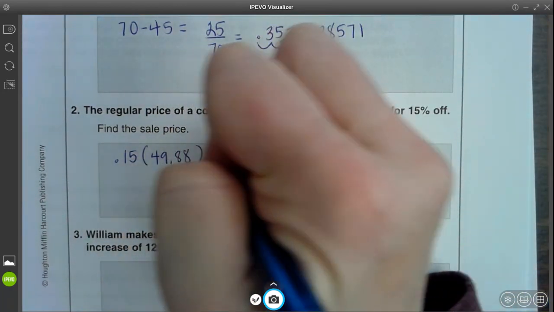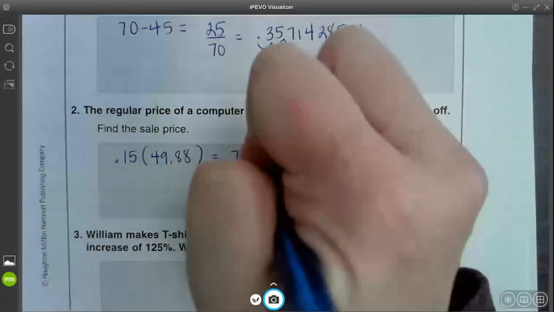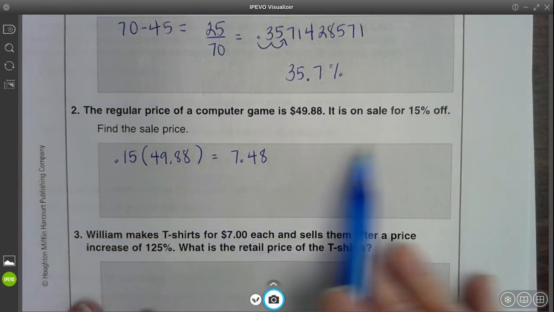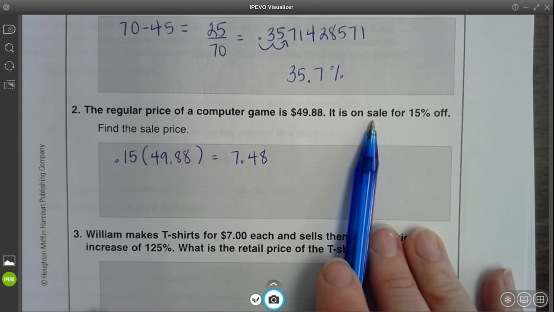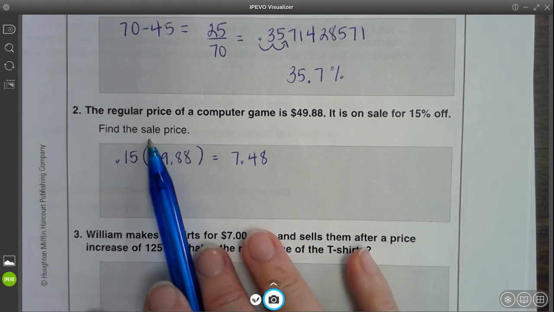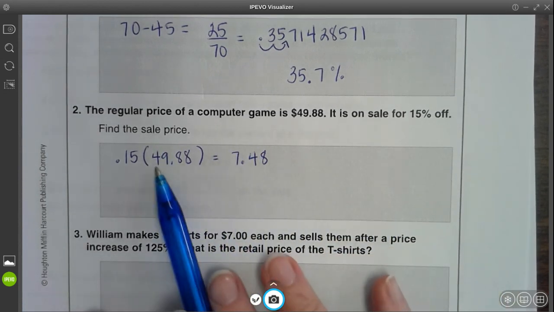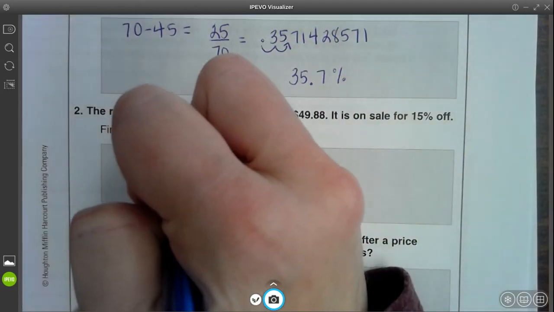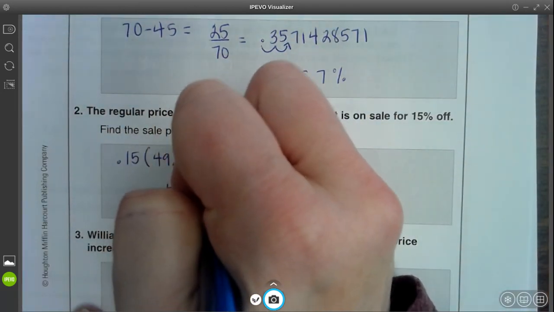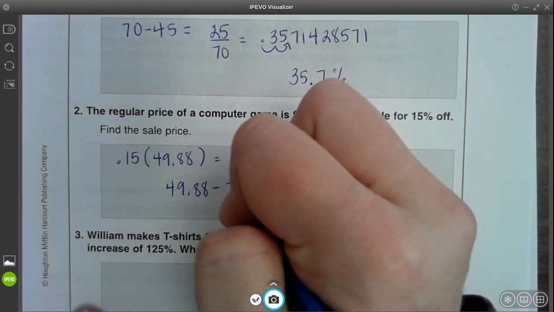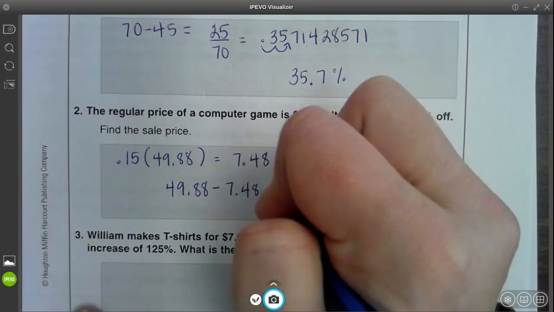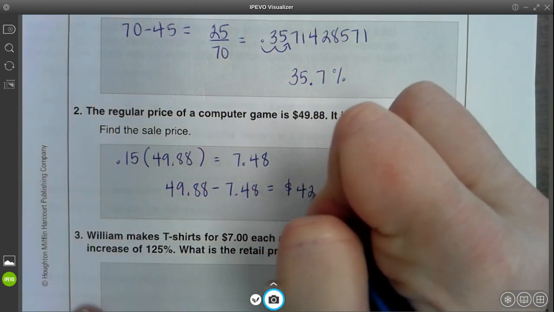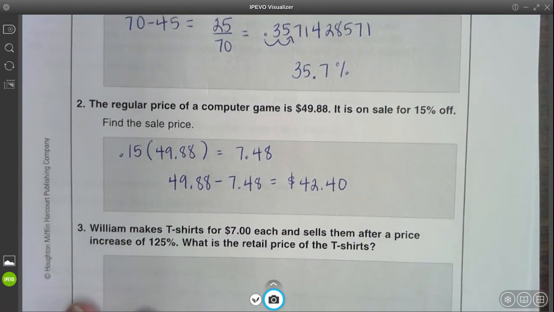Okay, and that's going to come out to about $7.48. Now that is the discount amount. Okay, it's not the final sale price. It's just how much we are discounting that $49.88. So to find the final sale price, we're going to start with the $49.88 and we have to subtract that discount amount. And in the end, the computer game is going to cost us $42.40.